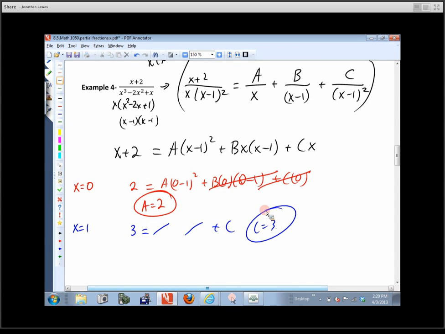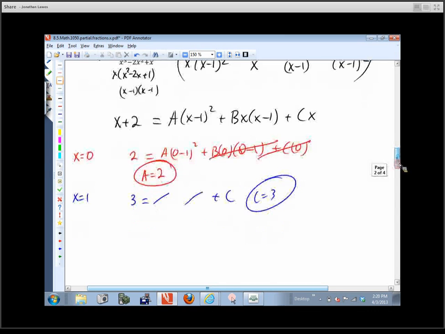And I know what A is and I know what C is. But there's no... Okay. Nope. There aren't any more convenient numbers to plug in. So this is when I'd turn to that other technique of system of equations.